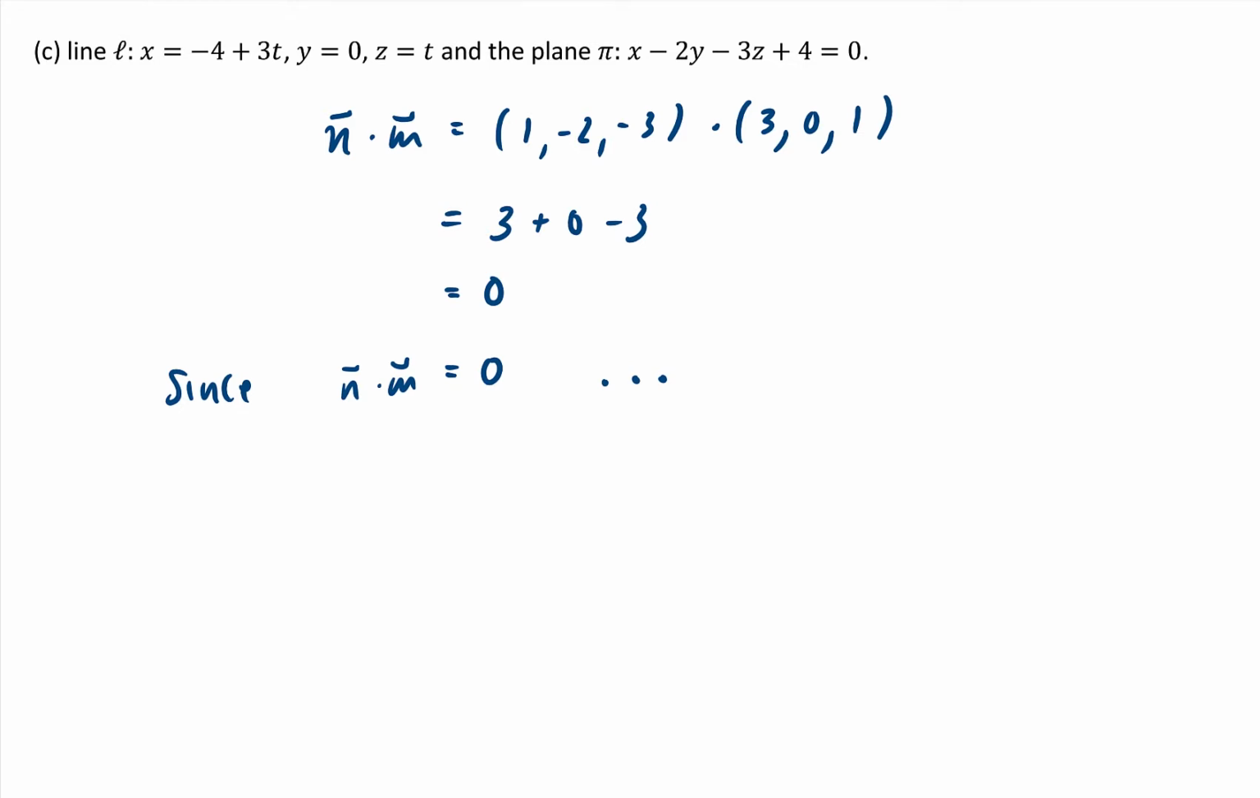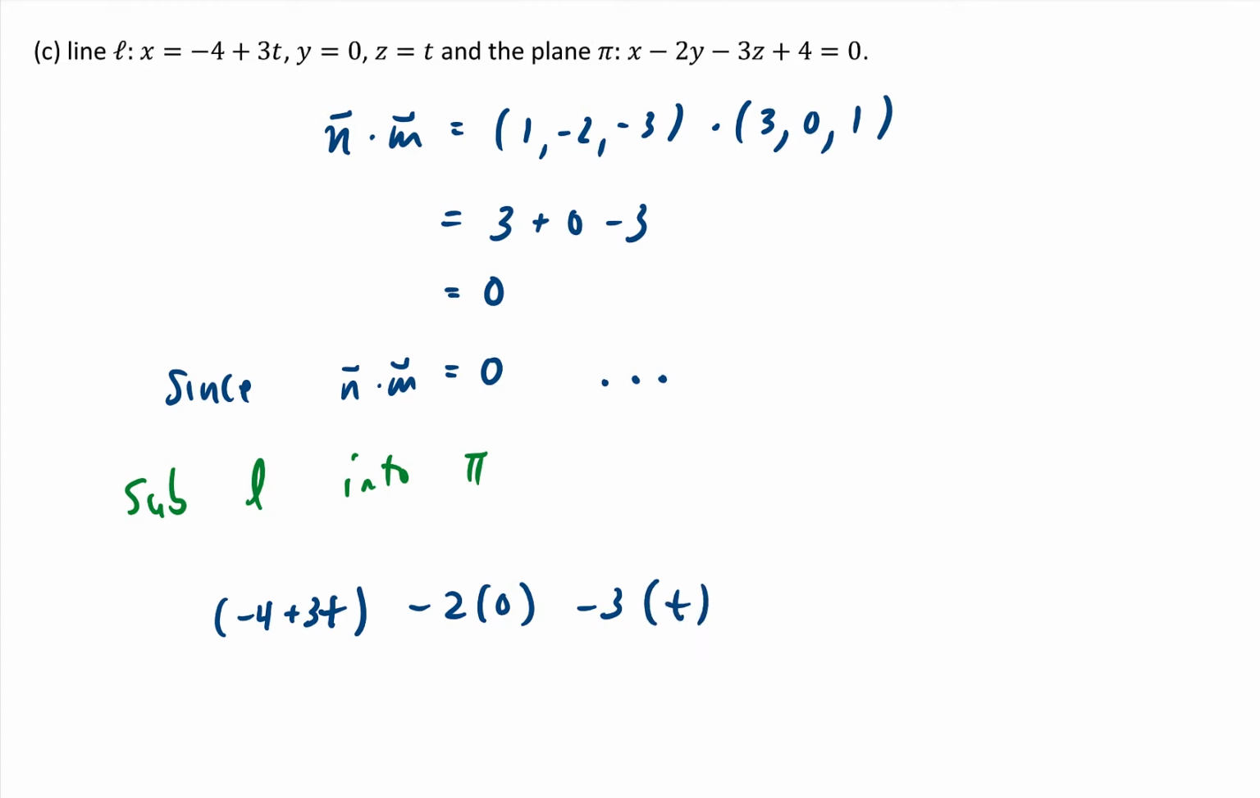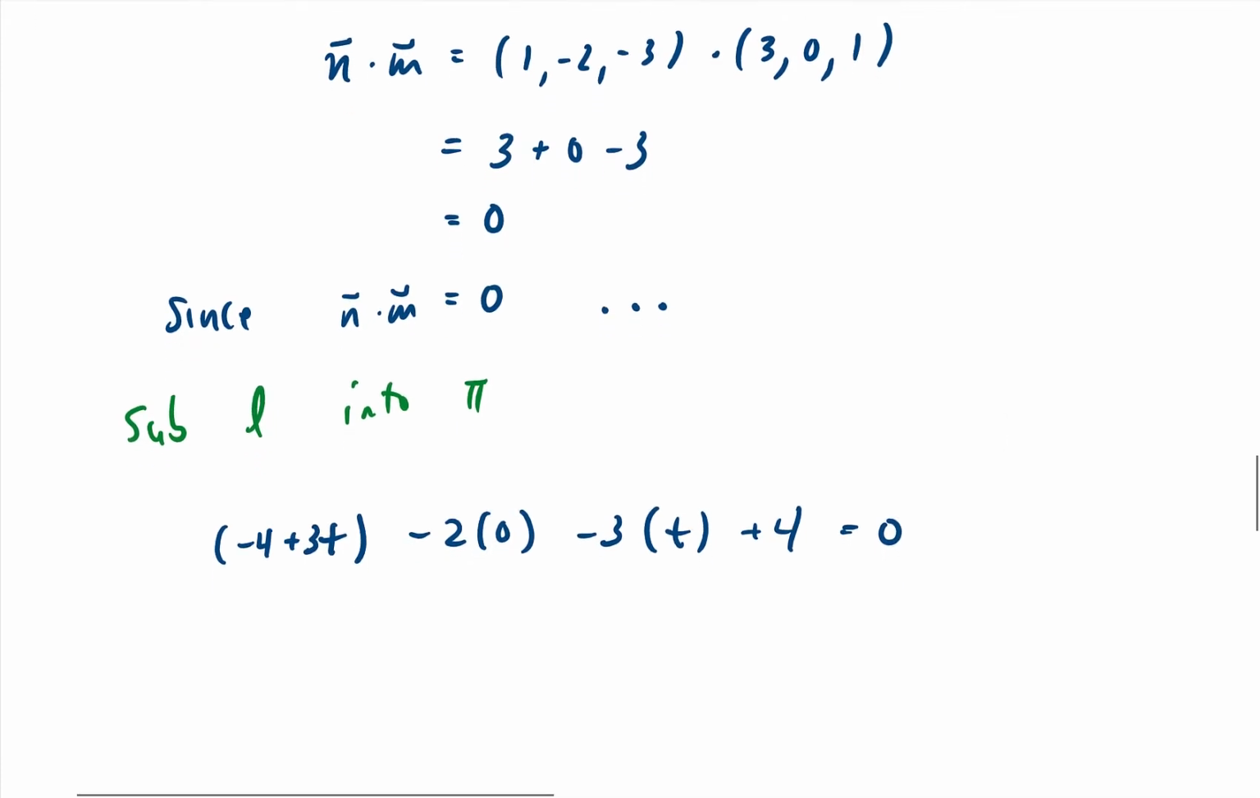Now let's sub the line into the plane. So same as above as well. Sub line into plane, and let's see what happens. So we get negative 4 plus 3t minus 2 times 0 minus 3 times t plus 4 equals 0. And again, you can go and solve for your value of t. And I believe in this one, you end up with 0t equals 0.